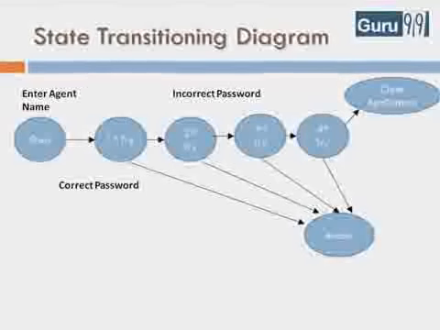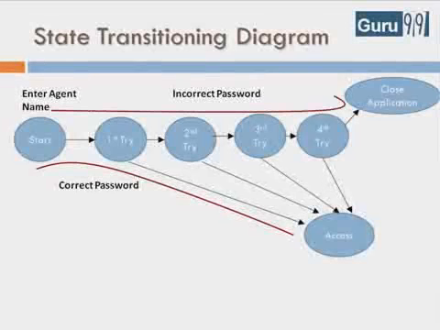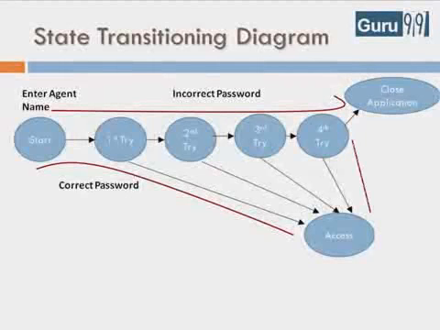Amongst these various system transitions, the scenarios of access at the first attempt, and close of application at the 4th attempt are important and need to be essentially tested. But the scenario of access at the 2nd, 3rd and 4th attempt are less important and perhaps you can test one of them.